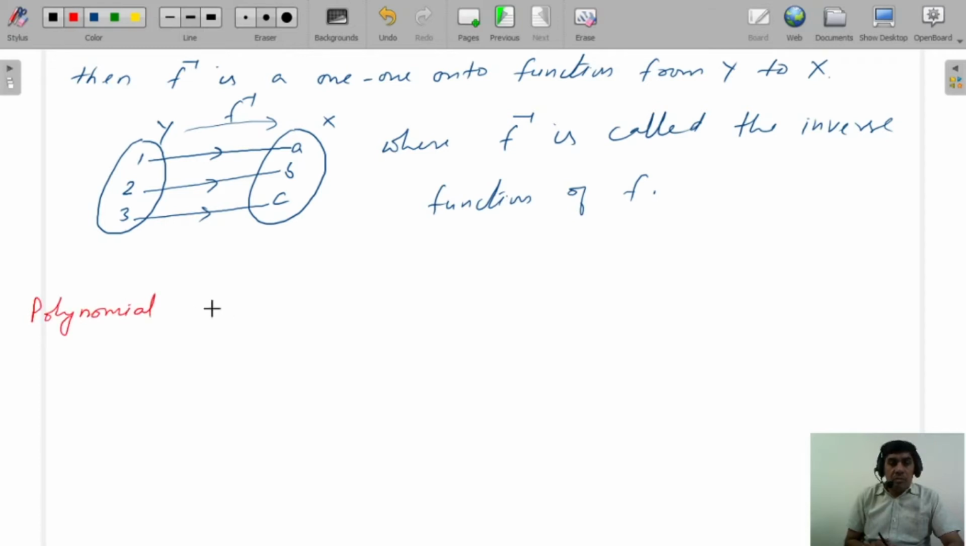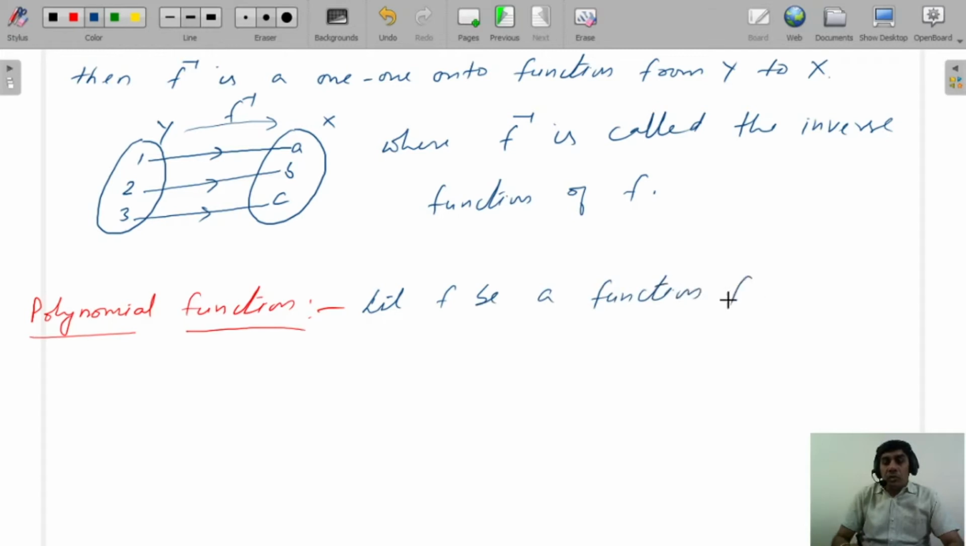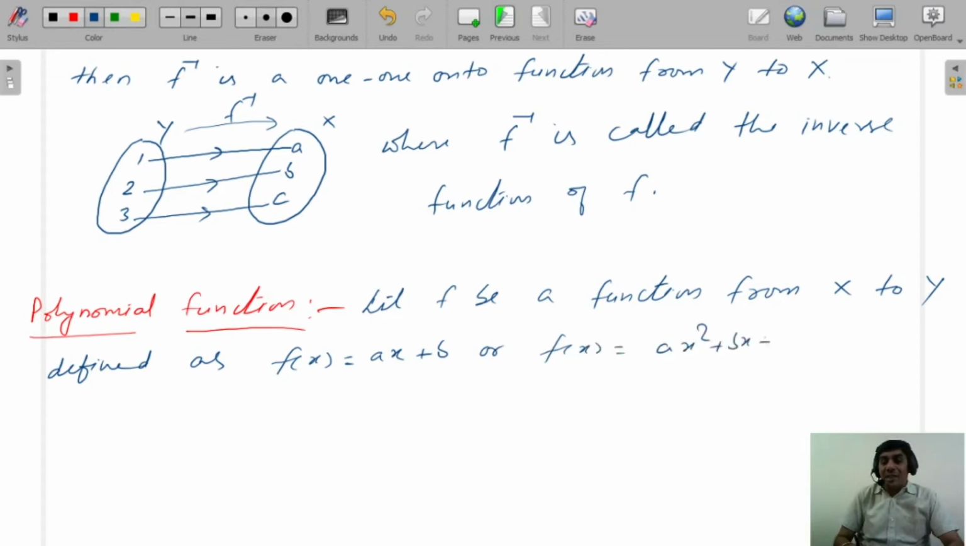Polynomial function. Let f be a function from X to Y defined as f(x) is equal to ax plus b, f(x) is equal to ax square plus bx plus c, or f(x) is equal to ax cube plus bx square plus cx plus d, and so on.